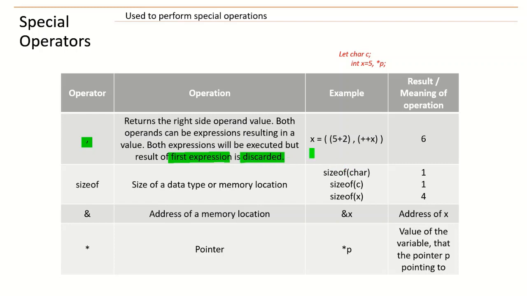That means in this example, x = 5 + 2, ++x. The result of the first expression will be discarded. Both will be executed, but the result of the first expression will be discarded, and the result of the second expression will be stored in x. That means the result will be equal to ++x. ++x value is 5 + 1, that is equal to 6.